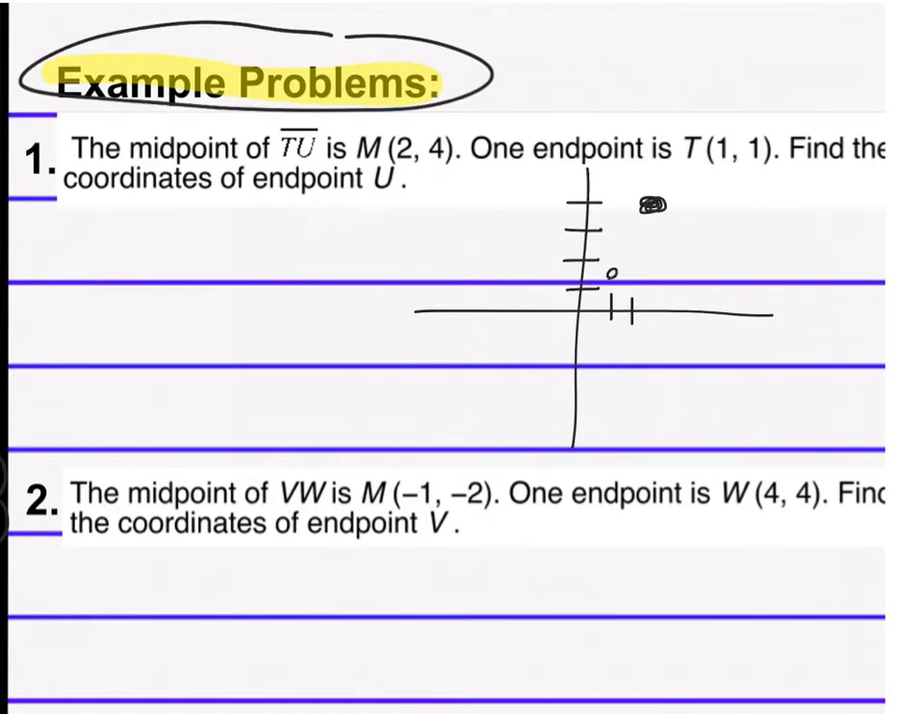One endpoint is at 1, 1. All right, so here's T. Here's the midpoint right here. And we are looking for U. So that's kind of my situation. So I could get a graph and I could figure it out with a graph. I am going to show you algebraically just because sometimes your answer is not a whole number. Sometimes your coordinate grid is a large number, like 500, and you don't want to make a graph. So I will show you that.